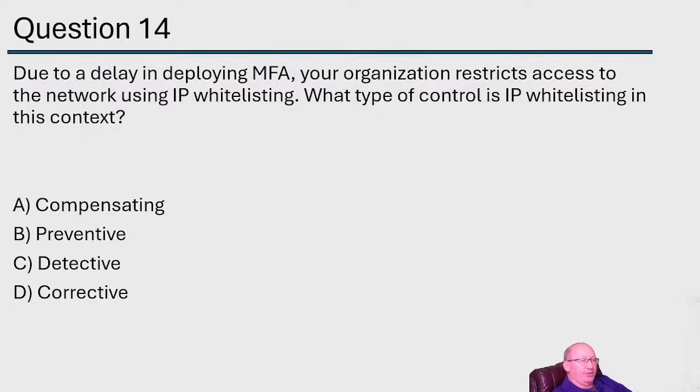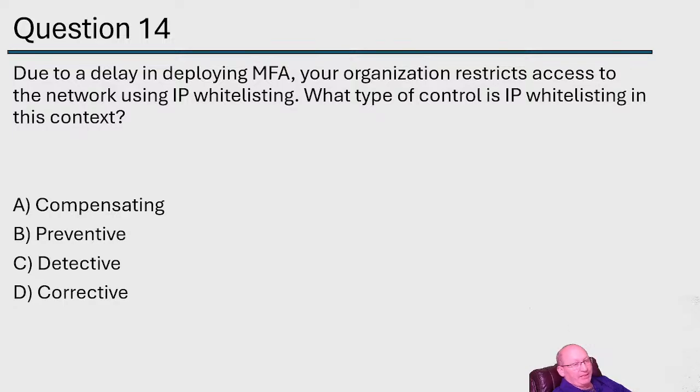All right. Due to a delay in deploying MFA, your organization restricts access to the network using IP whitelisting. What type of control is IP whitelisting in this context? Is it a compensating control? Did we see that there was a delay in multi-factor authentication? But does that really constitute compensating control? Maybe. I'm going to go with maybe on this one. Is it a preventive control? Well, anytime we start whitelisting things or allow listing, that means that we're being very stringent on stuff. And since we're being very stringent, we're preventing something from occurring. And so I like preventive control. I really do. B is definitely a front runner as well.